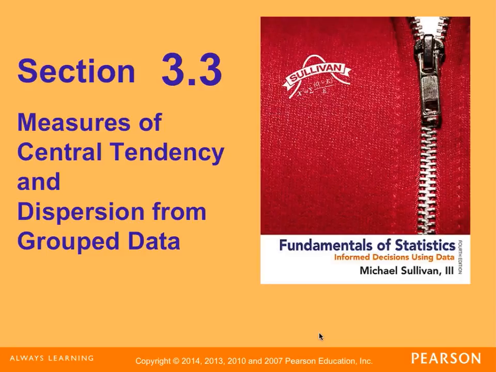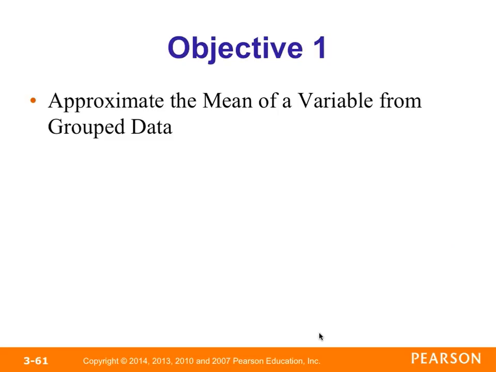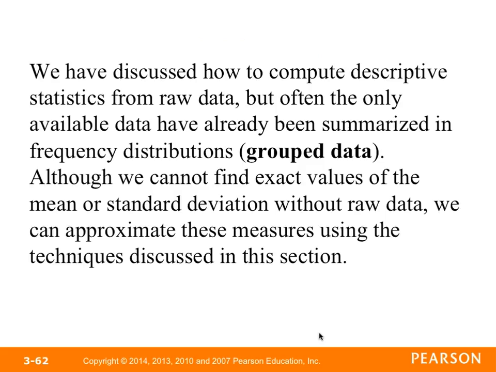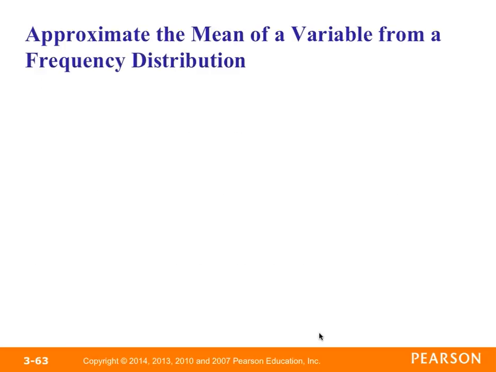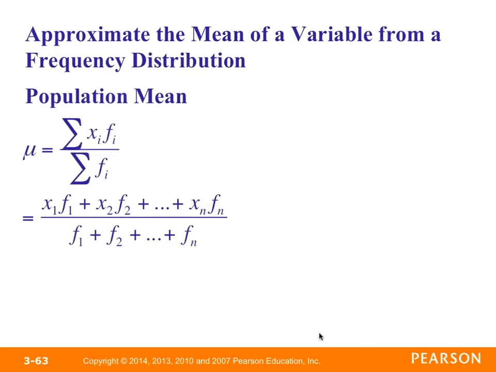Okay, let's talk about some measures of central tendency and dispersion from grouped data now. The first objective is to approximate the mean of a variable from grouped data. We've discussed how to compute descriptive statistics from raw data, that's when you're given all of the observations, but often the only available data has already been summarized in some kind of frequency distribution. So you can't find exact values of the mean or standard deviation, but you can approximate them using techniques that we're going to discuss. If we want to approximate the mean of a variable from a frequency distribution, we can do it for the population mean by taking the sum of all of the x_i's times their frequencies and dividing it by the sum of all of the frequencies.